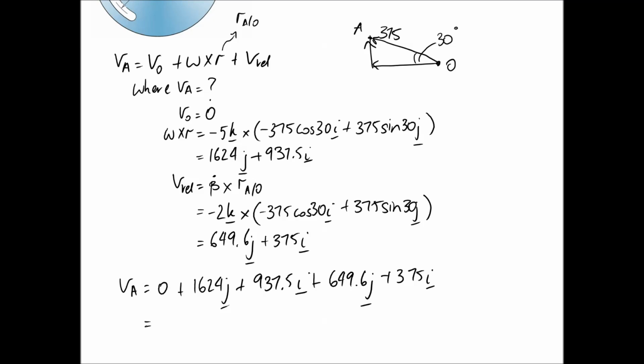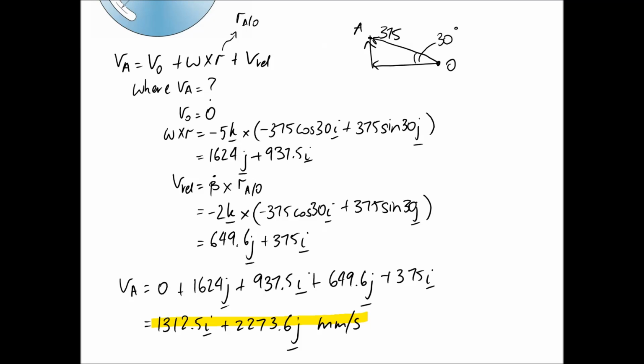Alright, so if you simplify that down, you come out with your final answer for the velocity of A in absolute terms. Okay, and the units are going to be in millimeters per second, since we measured all of our distances in millimeters. So that's one answer that we were looking for. And of course, if you wanted to, you could go through and work out the magnitude and direction of that, but I'm just going to leave it in vector form.